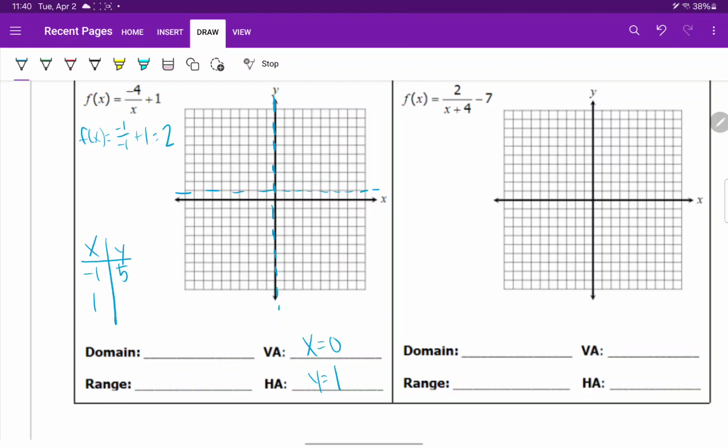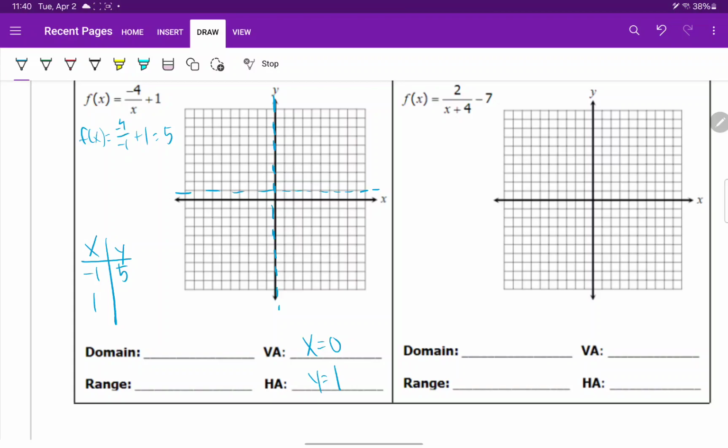Okay, hold on. Give me a sec here. I feel like I'm making a small error here. Okay. So it is -4 on top, which I did have. I'm plugging in -1. -4 divided by -1 is 4. 4 plus 1 is 5. Okay, so I had that right. I'm not sure why I changed that. All right.